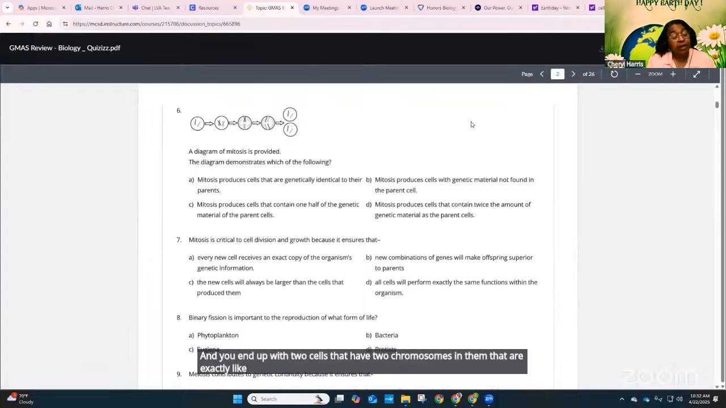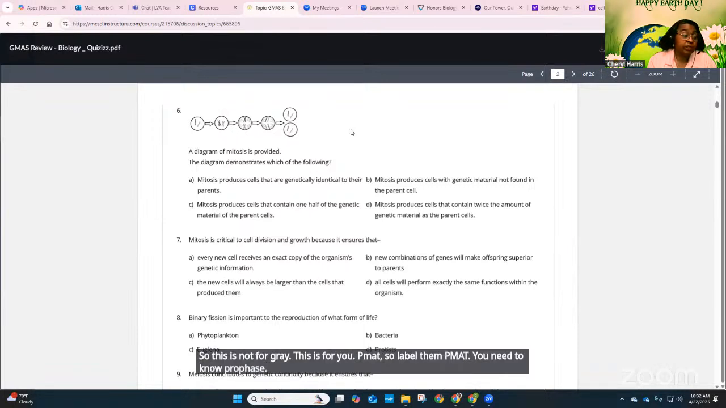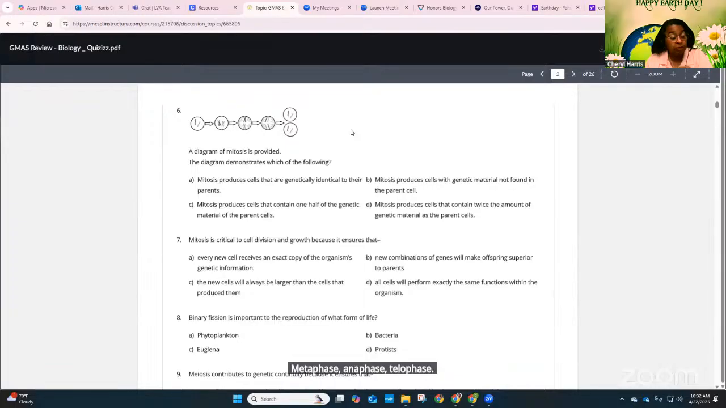The other thing you need, and while you download this, you can make notes on this and put little footnotes and things on it. This is yours, right? I'm not collecting this back. So this is not for a grade. This is for you. PMAT. So label them PMAT. You need to know prophase, metaphase, anaphase, telophase. And those are the processes of mitosis in order. So make sure you remember that. Prophase, metaphase, anaphase, telophase, PMAT.